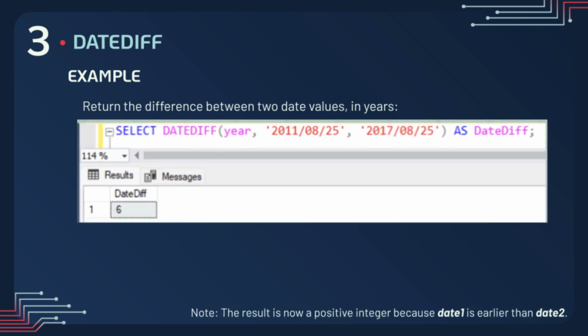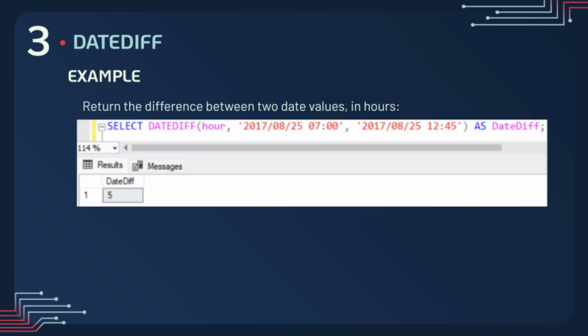The next example is SELECT DATEDIFF(year, '2011-08-25', '2017-08-25'). So the result is now a positive 6, because if you look at the note, the result is now a positive integer because date1 is earlier than date2. It's like the first example, but it's not really a reverse, it's just the opposite of the other example. So here is the third example.